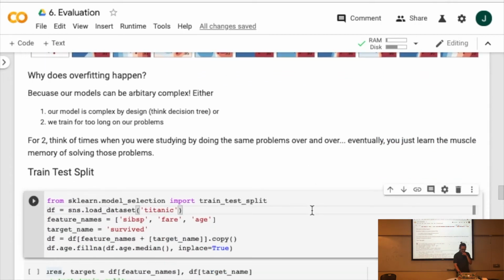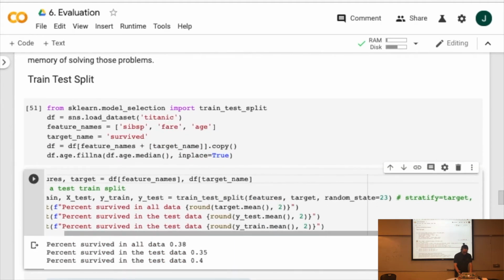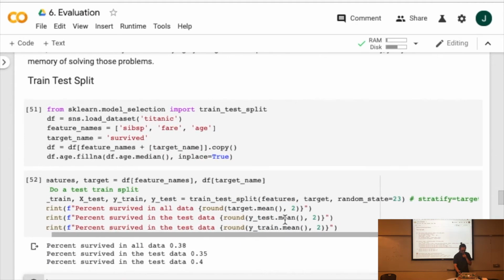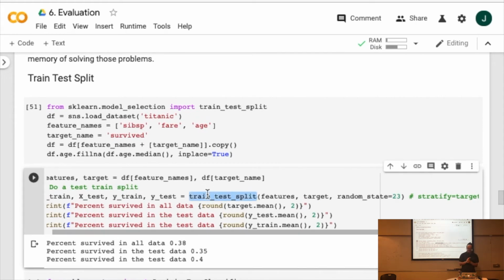So here's an example. Okay, so we import the Titanic data, and then we predict. This is how you do a test train split. It's just a command that you import from sklearn. Do sklearn.model_selection import train_test_split, and you give it the features and your target.